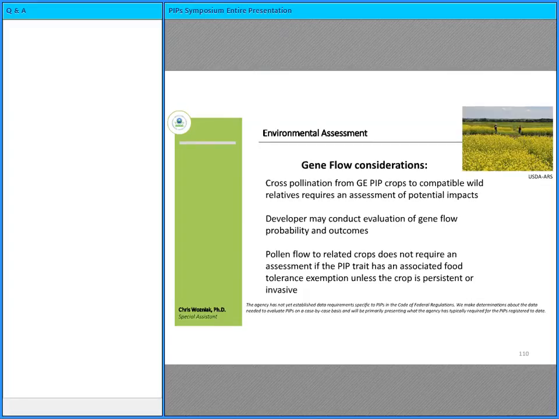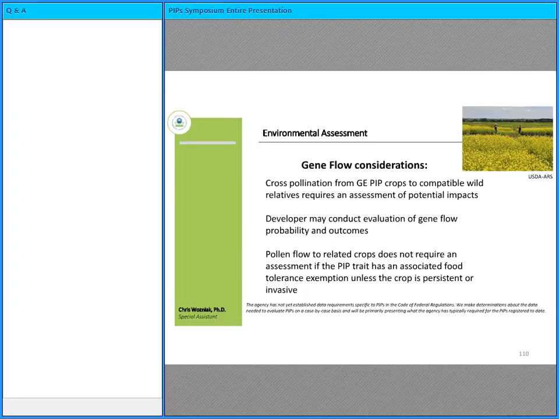We're not really talking about crop-to-crop gene flow because, as Mike mentioned this morning, we pretty much require a tolerance action to be in place, or an exemption from the requirement of a tolerance for the PIP trait, such that if your pollen moved, say, to your neighbor's field of the same crop and pollinated it, that's not a violation of FIFRA. As long as there's a tolerance in place, there's no violation with the Food, Drug, and Cosmetic Act. The food is considered safe to eat.